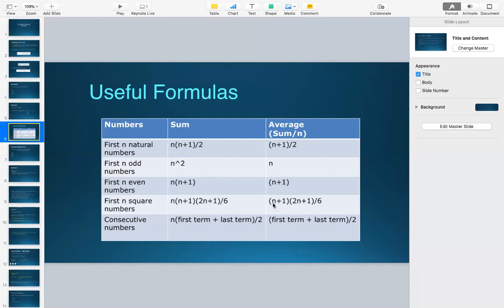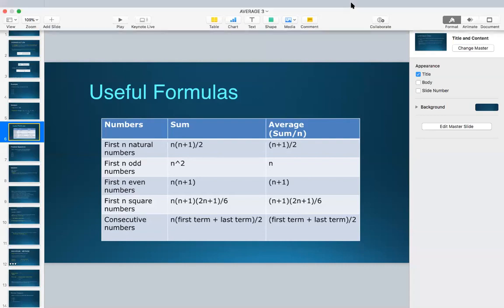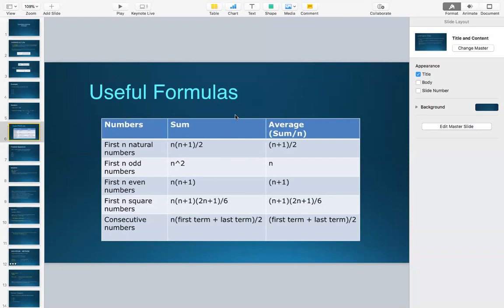So this will become 15 plus 1 into 2 into 15 plus 1. So 15 plus 1 will be 16. 2 into 15 plus 1 would be 31. So this will be 16 into 31 divided by 6. You will get a decimal, and like people have solved it correctly, 82.67 is the answer.